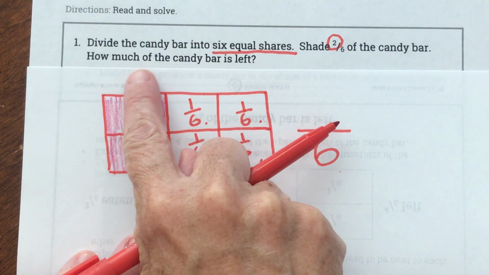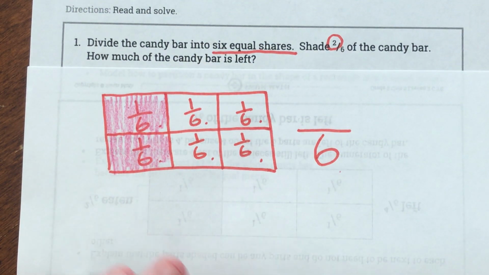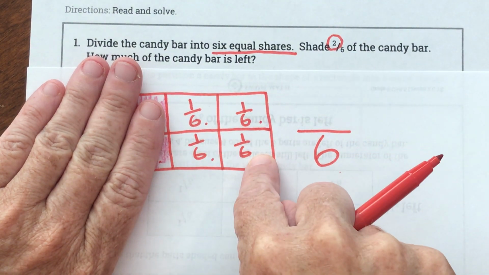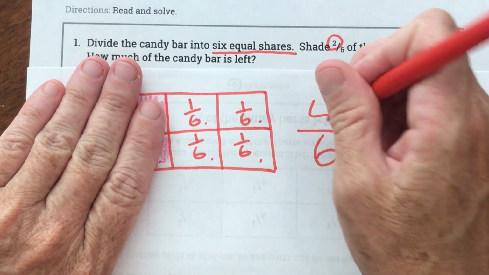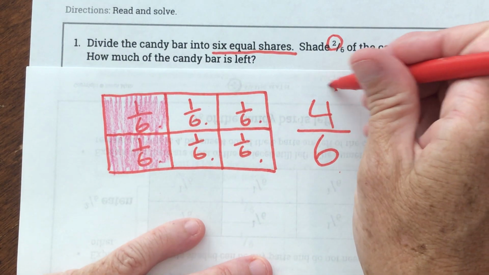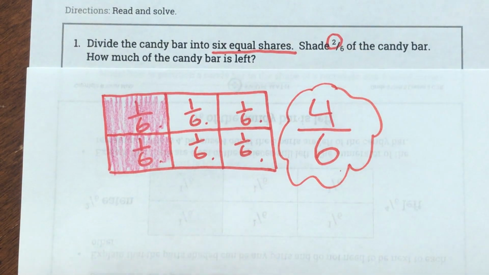Then it says how much of the candy bar is left. So after I shaded in those 2, how many pieces are left? Well, there's 1, 2, 3, 4 out of the 6 left. So my answer is 4/6. Okay, let's try another one of those.